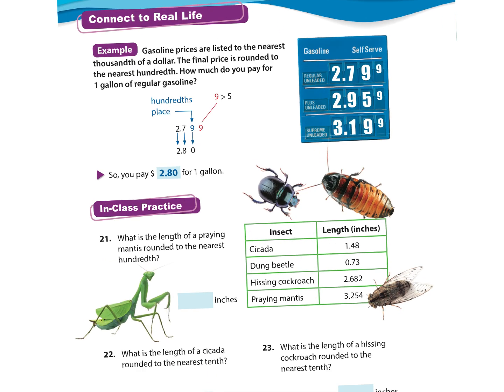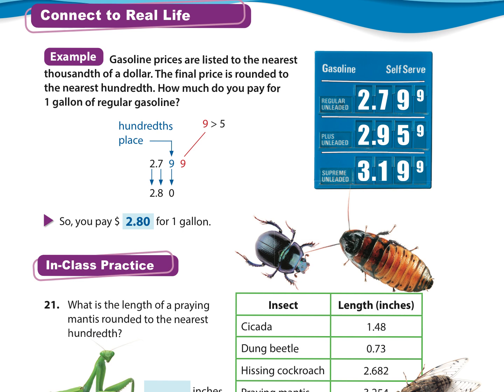This is such a great example because gas is everywhere. We have gas stations everywhere. And you've probably noticed this before. There's always a little 9 right here. It makes it look like the gas is cheaper a gallon, but it's really going to round up to $2.80 a gallon for regular unleaded. For plus unleaded, it would be $2.96, and then supreme would be $3.20, because that little 9 in the thousandths place is rounding my hundredths place.